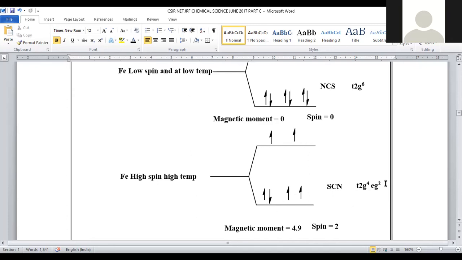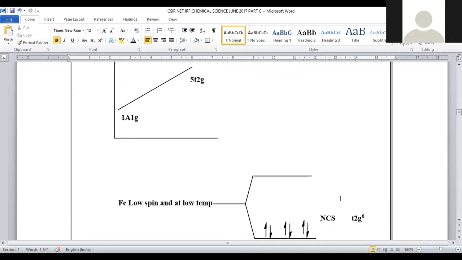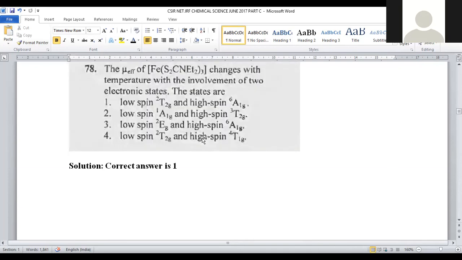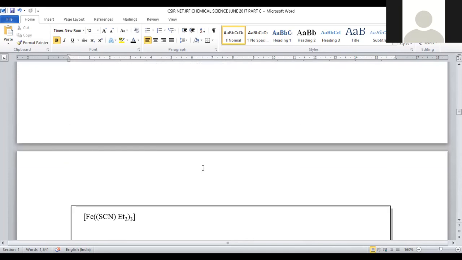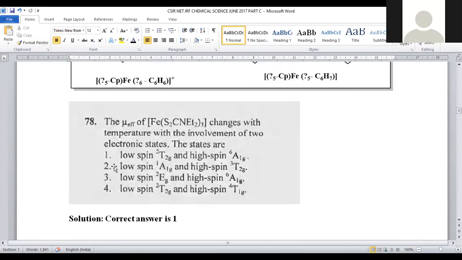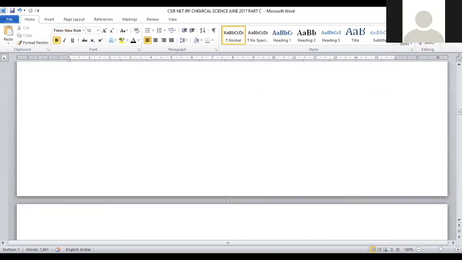So electrons have now entered a higher level, EG, so that there is a change in the orbital orientation. T2G to A1G will be varied. So in case of low spin, T2G contribution will be there. In case of high spin, A1G contribution is also there. So in this way, mu effective of this iron complex changes with temperature, right?